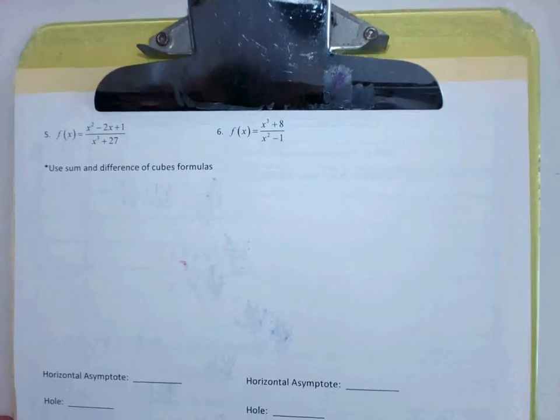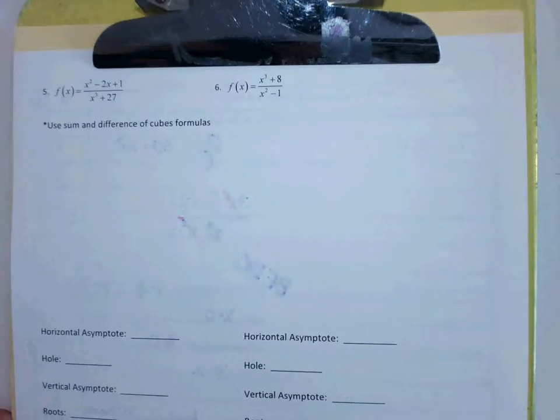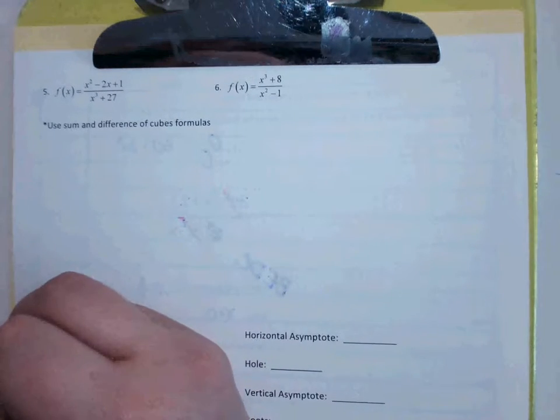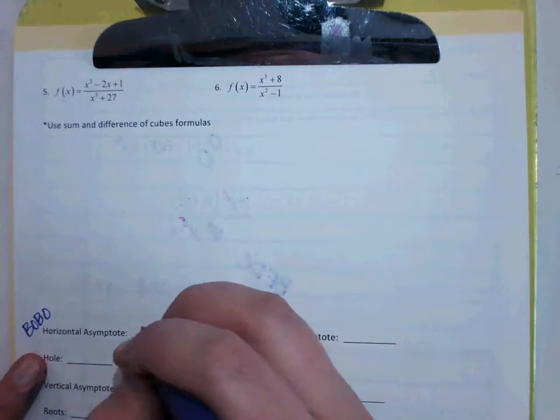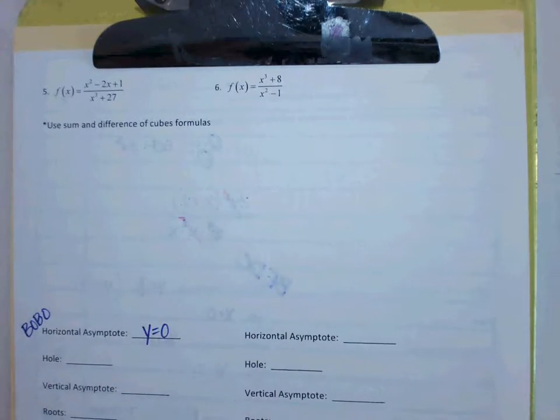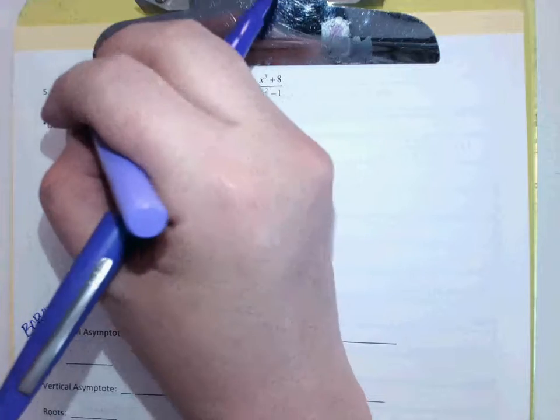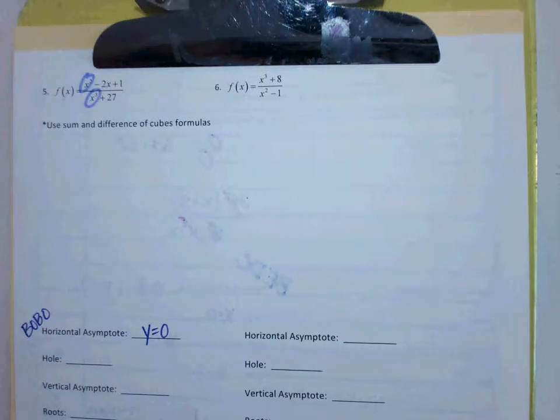Okay, you want to do 5 or 6? 5. Okay. So take a look at number 5. Bobo, Botan, or Betsy for number 5? It is a Bobo. Why is it a Bobo? Because it's bigger on the bottom. So what do I put y equal to? 0. Because it's an x squared on the top, it's an x cubed on the bottom, x cubed wins.